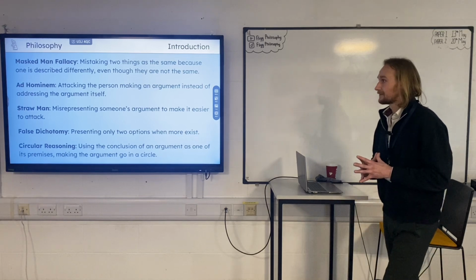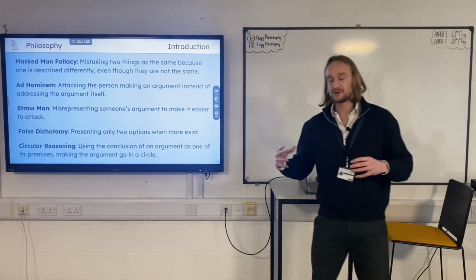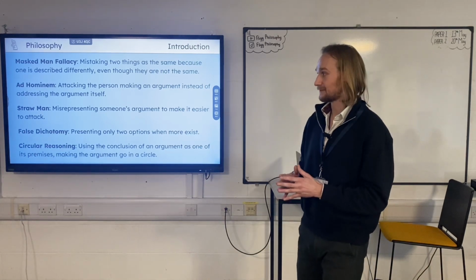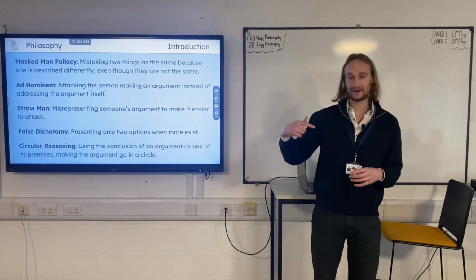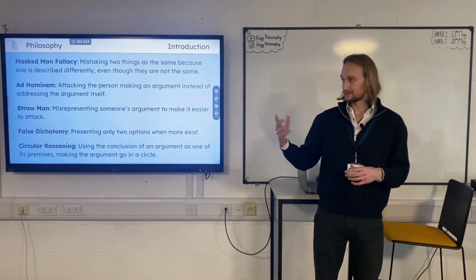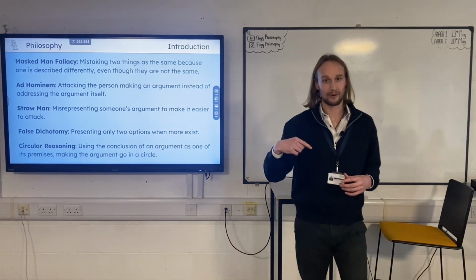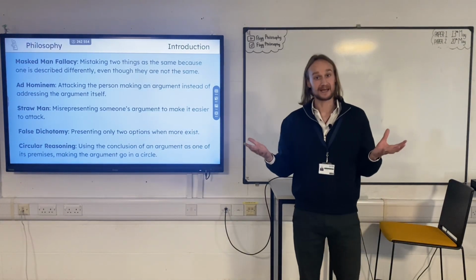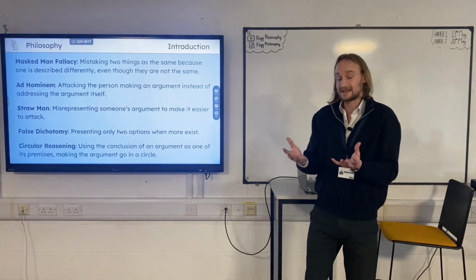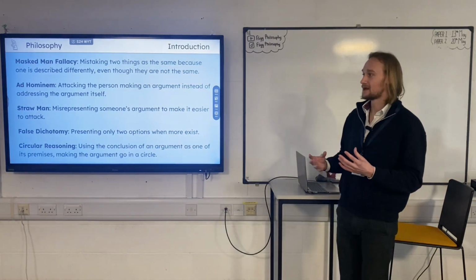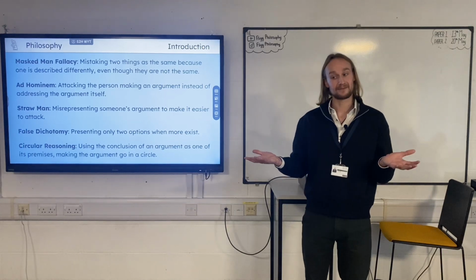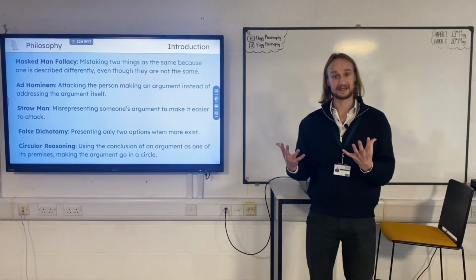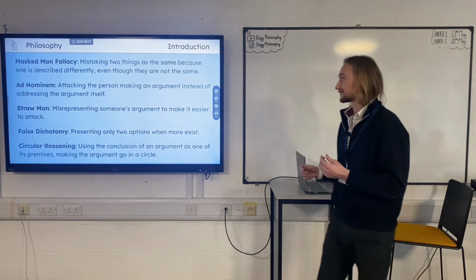Masked man fallacy. This is where you mistake two things as being different because of the way they appear. For example, if I saw Batman walking into the room, and Batman walks out, and then Bruce Wayne walks in, and Bruce Wayne walks out, and then I try to state that they're two different people, two different entities, because they look different. That would be a masked man fallacy, because in fact they are the same person. Just because they appear differently to me doesn't mean that they are different entities. They are in fact one and the same person.